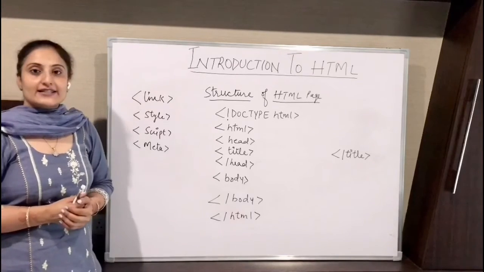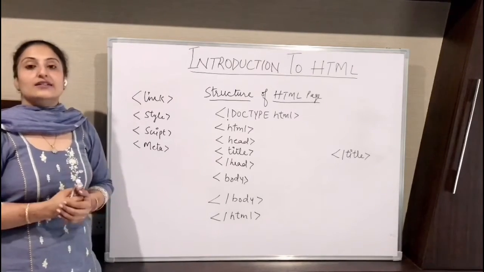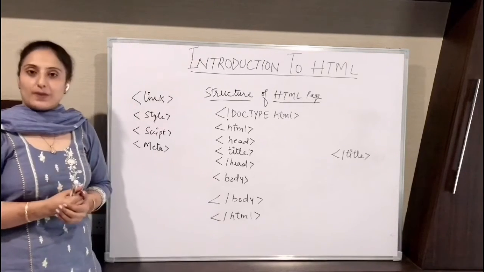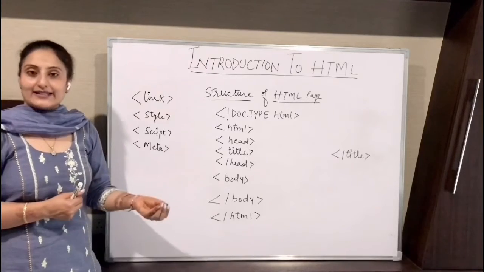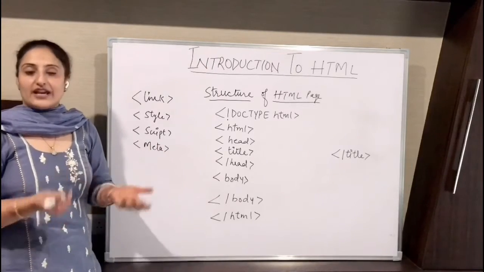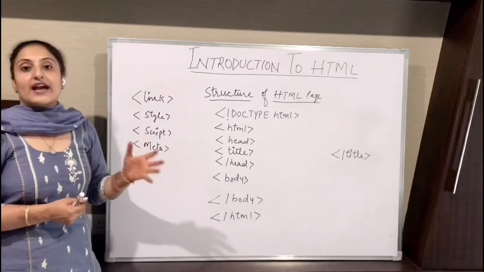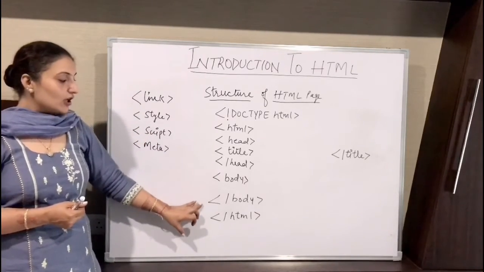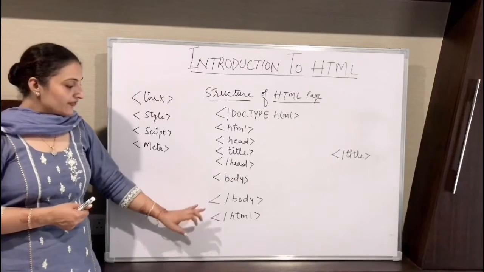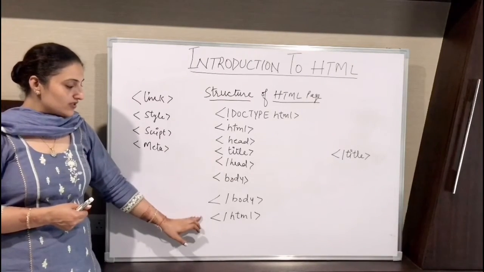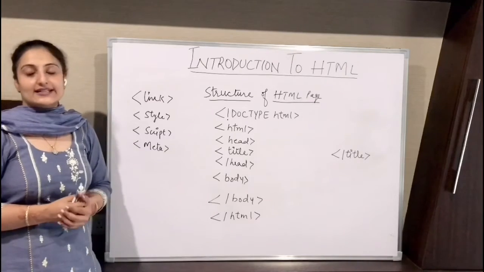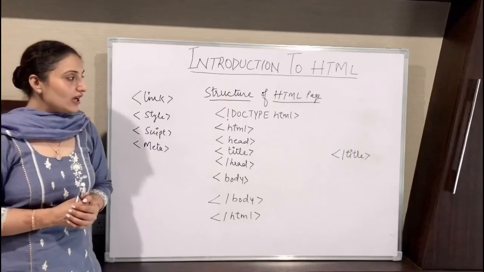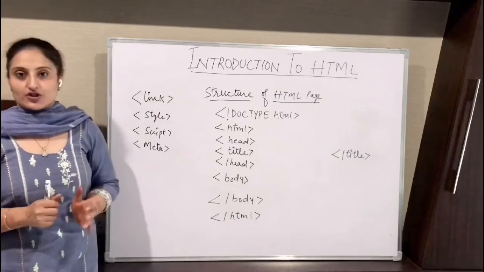Body tag includes the content of the web page that needs to be displayed on the screen, whether it is a text, it is a link, graphics, images, whatever it is. You can include all those things within opening body tag and closing body tag. After that, the root tag is closed, that is HTML, which indicates the end of the HTML document. Now, this is the basic structure.